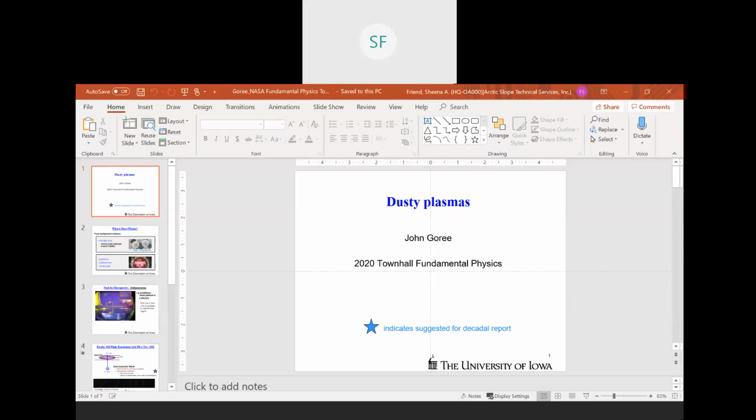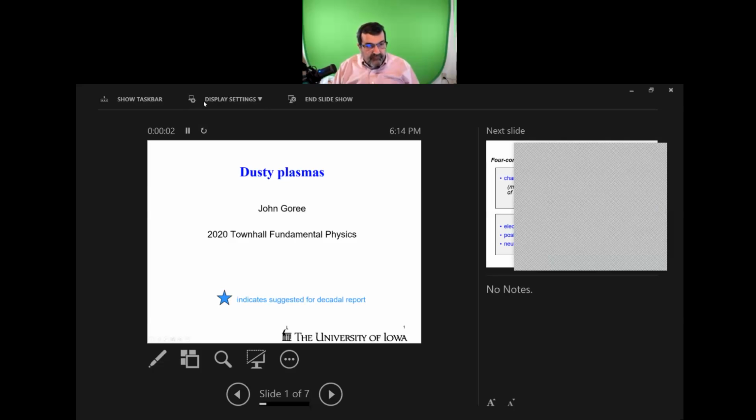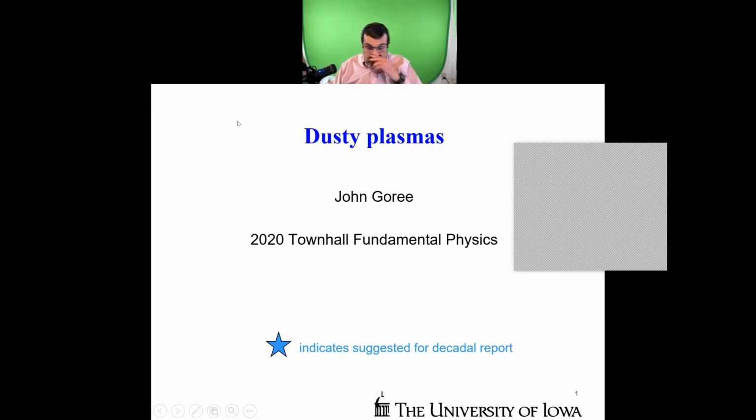Okay, so my name is John Gorey, and I'm just going to give a brief overview about dusty plasmas. The first slide here, there's a little blue star there. It says indicate suggested for a decadal report. Speakers were asked to mark their slides with whatever little bits they were going to suggest might be suitable for a decadal report. And so I'm doing that with a little blue star. Can we go to slide 2, please?